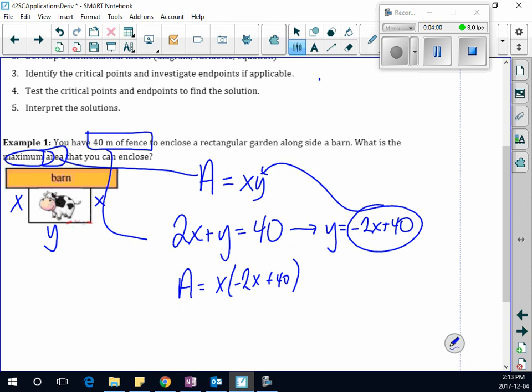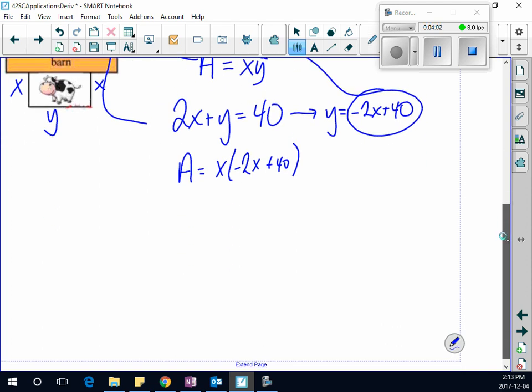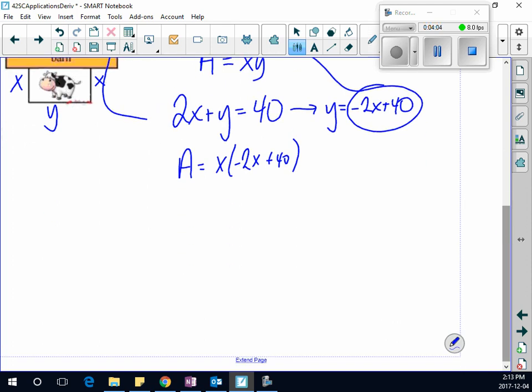Except I would never try to find the derivative the way it's written. Does everybody understand? You should try to simplify this before you do anything. So A equals minus 2x squared plus 40x. Yes? Okay, so now I'm going to maximize the area, and the way I do that is by finding the derivative. So A prime would equal minus 4x plus 40. Does everybody see what I did?